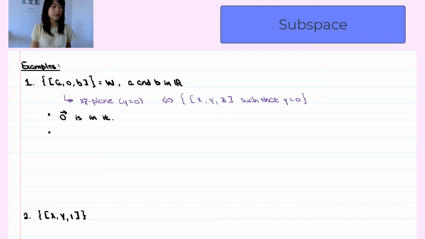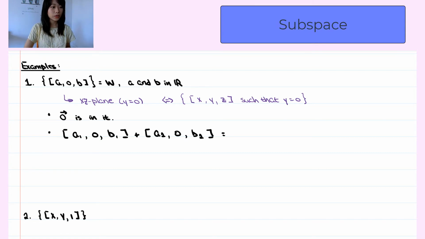Second condition. Is the subset closed under vector addition? Let's take two vectors in the subset. The first one, for example, A1, 0, and B1. And we add another vector in the subset, for example, A2, 0, and B2. Now we want to check whether the result of this sum is also in the subset.